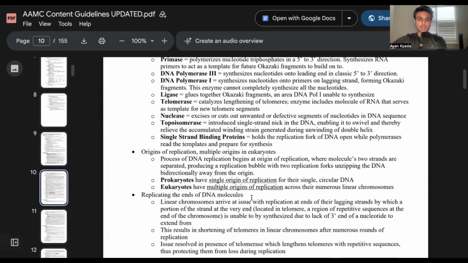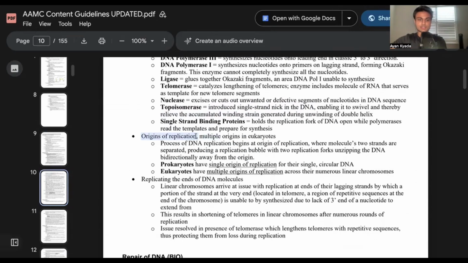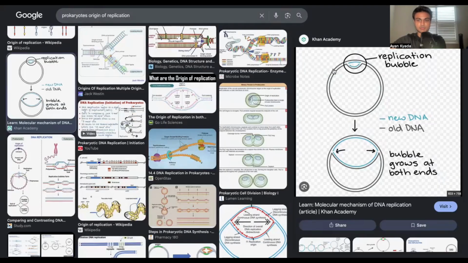Now we're going to talk about origins of replication. And origins of replication are just the starting point for DNA replication. It's where all the key enzymes and replication machinery meet up to begin the process of DNA synthesis. And the origin of replication starts as something known as a replication bubble. So here we can visualize the replication bubble for a prokaryotic organism.